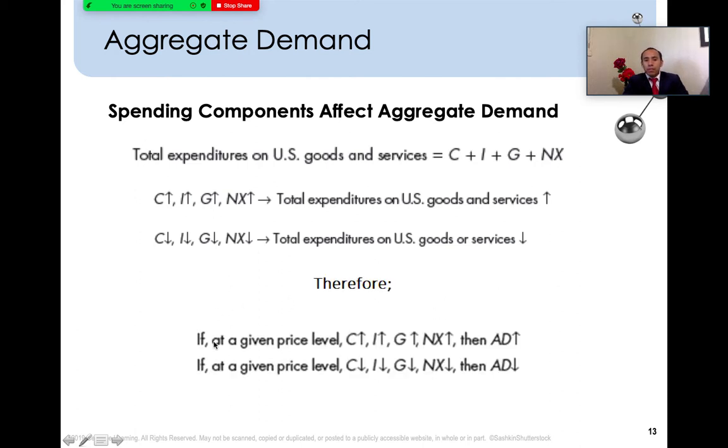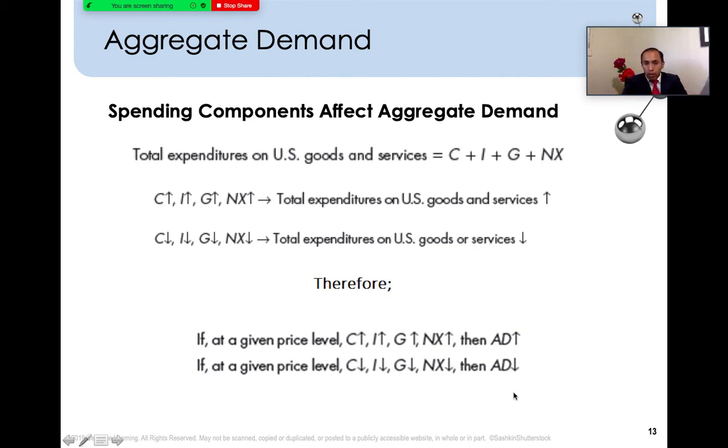So therefore, at any given price level, an increase in consumption, an increase in investment, an increase in government spending, an increase in net exports will increase aggregate demand. So they're all in sequential order. Consumption increases, investment increases, government spending increases, net export spending increases, the total spending in the U.S. economy increases, aggregate demand in the U.S. economy increases. If consumption decreases at any given price level, if investment decreases at any given price level, if government spending at any given price level decreases, and net exports at any given price level decreases, aggregate demand for all goods and services declines. That's not a good thing.